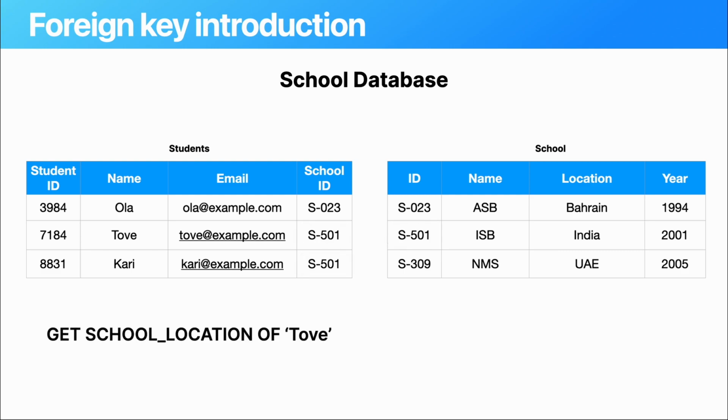So if I say get school location of Tove, now school location of Tove means first of all the school ID is S501. So what is going to happen is it's going to check S501 in the schools table, and over there you can see the location is India, because the S501 school is ISB and the location is India. So if you say get school location of Tove, then we're going to get India. So that's more reliable, more efficient instead of storing name, location and all that information in the students table.